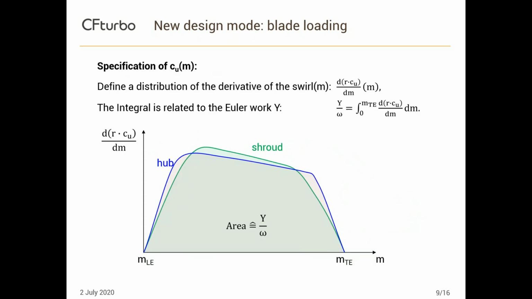The flow angle distribution, again, as I said, is coming from the velocity triangles, and one needs some expressions, if you like, for the meridional and for the circumferential velocity component distribution. And in CFturbo, it is done on the basis of the derivative of the swirl, because if one integrates that distribution from leading edge to trailing edge, it is related to the Euler work, which means the area underneath those curves is related to the Euler work divided by the speed.